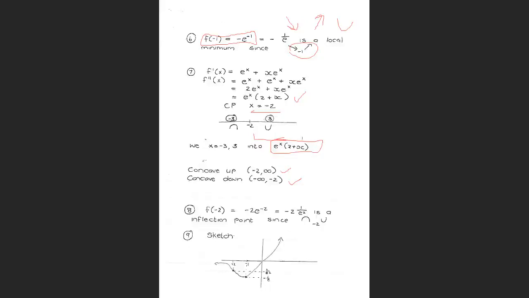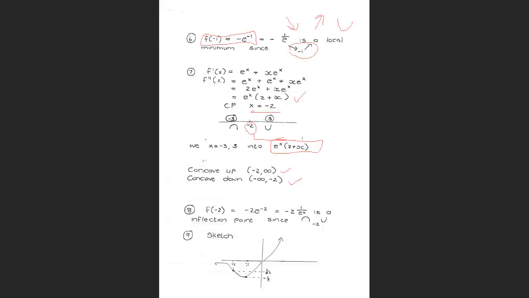Look at it at minus 2. Remember, for an inflection point, you look at your concavity. So after finding the second derivative, I'm putting that on a number line. If there's a change of concavity, so from concave down to concave up, it means that at x equals minus 2, we have a point of inflection.